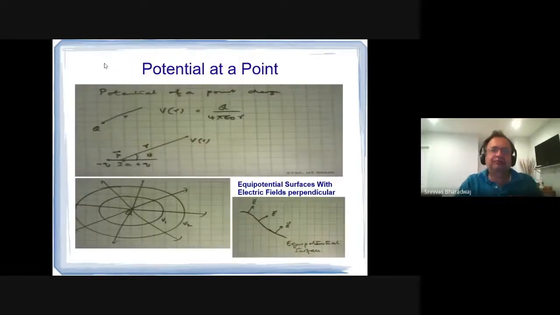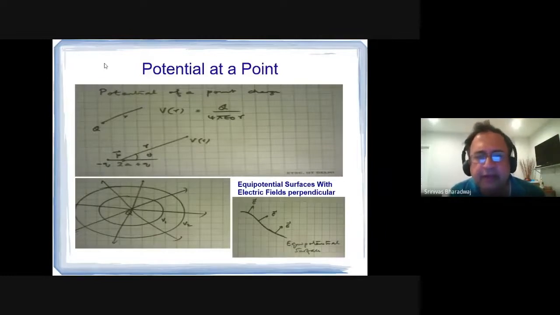Okay. Now, what is the potential at a particular point? Potential at a particular point is Q by 4πε0 R, right? So, equipotential surfaces have the electric field perpendicular to them, right?